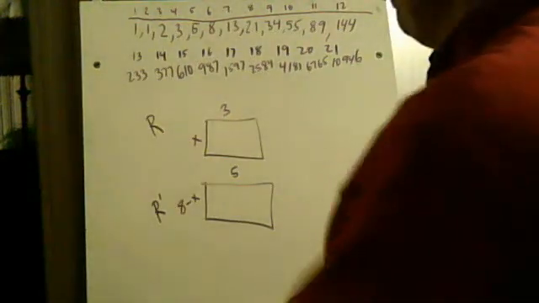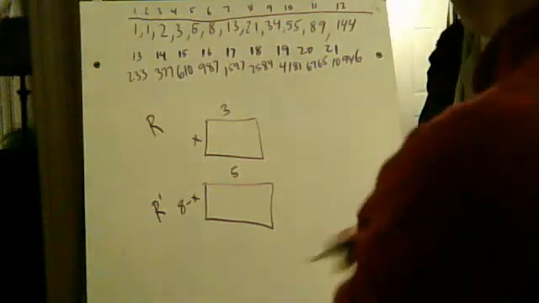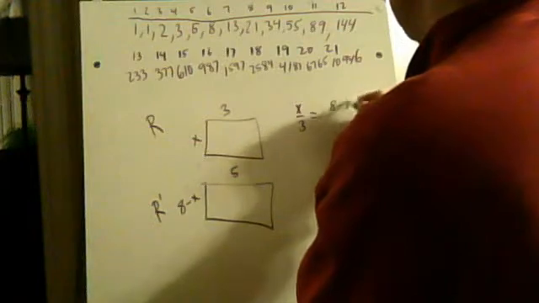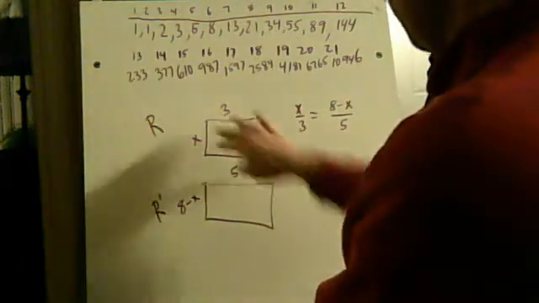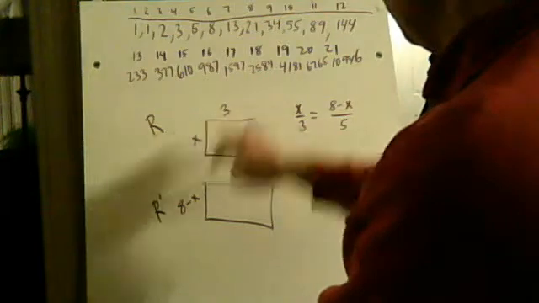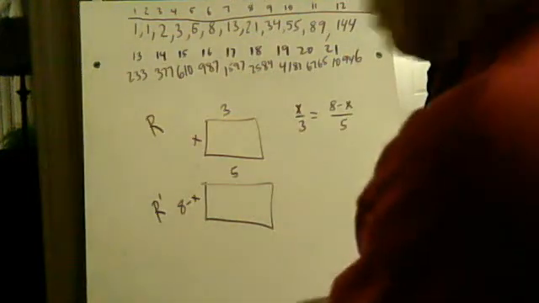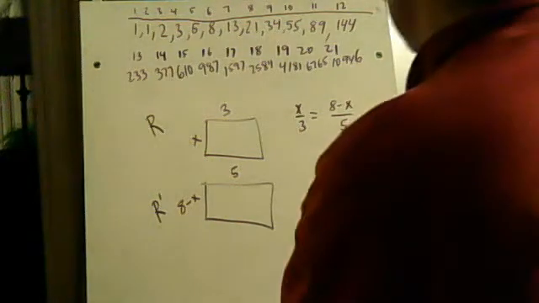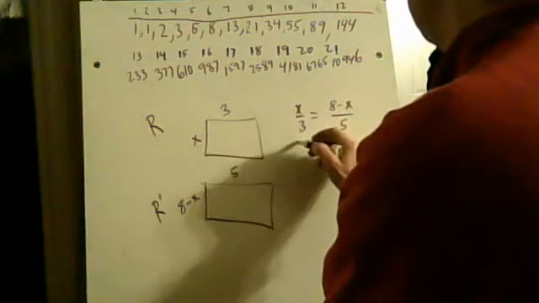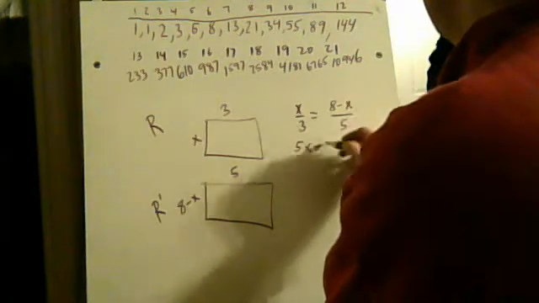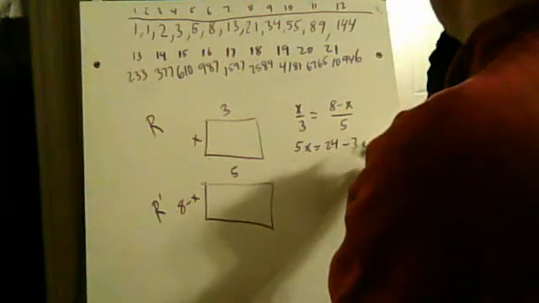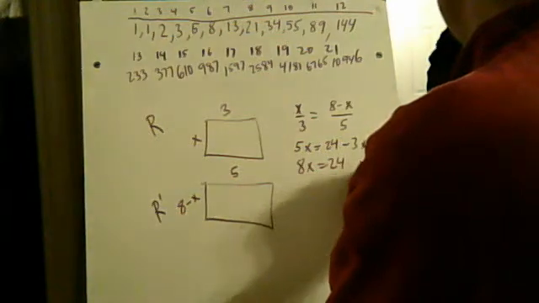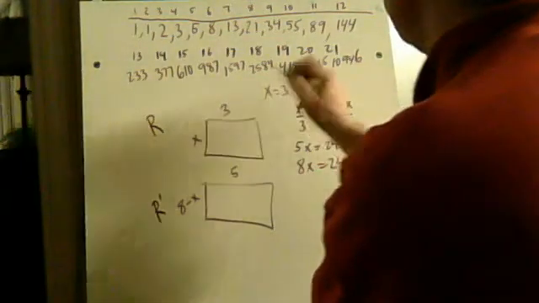Well, for them to be similar, the ratio of the two sides has to be the same. So one way that can happen is if x over 3 is equal to 8 minus x over 5. Because that means that the ratio of this side to that side will be the ratio of that side to that side. They will definitely be similar. Okay? Now, this is probably not that complicated. We cross multiply. 5x equals 24 minus 3x. Get 8x over here, 24. We get x equals 3. x equals 3 is one of the answers.